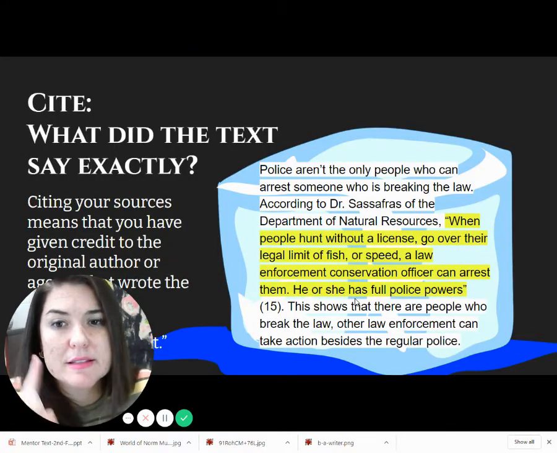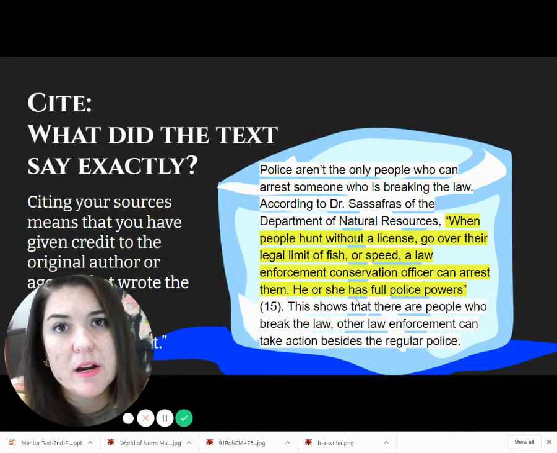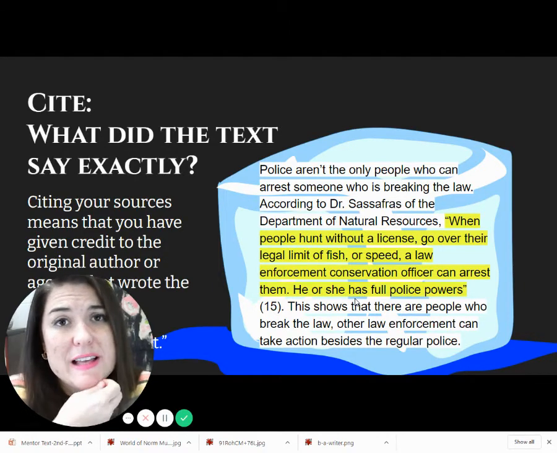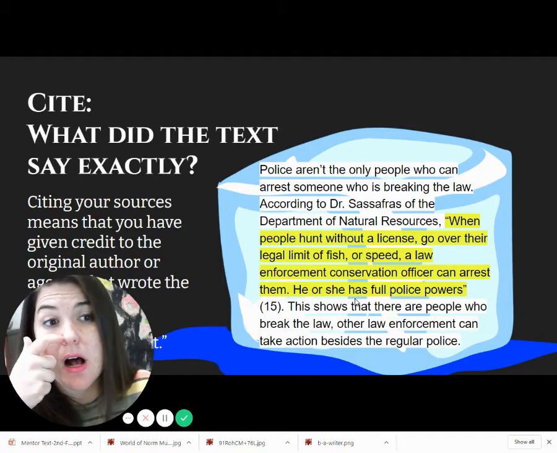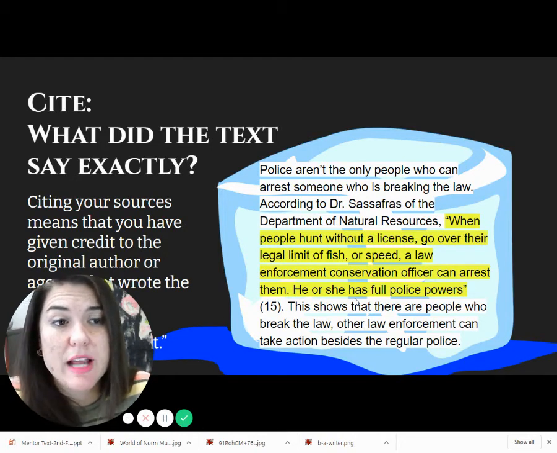Now we want to think about cite. The main thing I want to go over here is to make sure that you have properly, grammatically done this. Notice I have it in the yellow. There is a comma before the quotation. There's a capital letter at the beginning of the quotation mark.